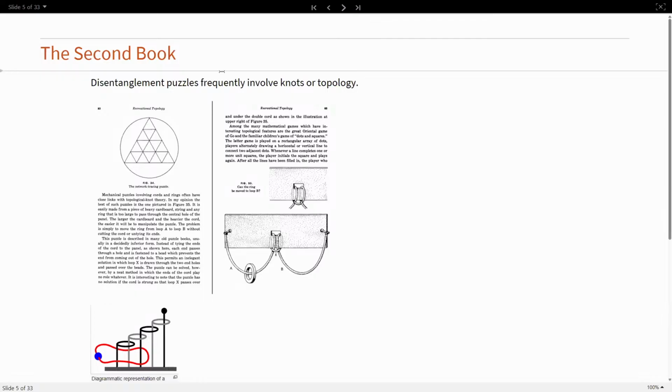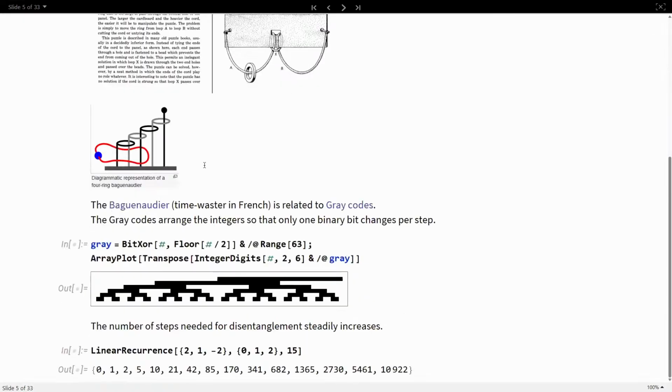In the second book, he talked about disentanglement puzzles, and many of those involve knots. For example, there's this puzzle here where you have to get the string off a series of interconnected loops. And there's many different variations on this puzzle, and they're related to gray codes. Here's the gray code here.